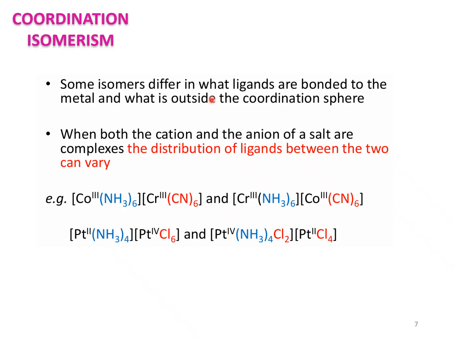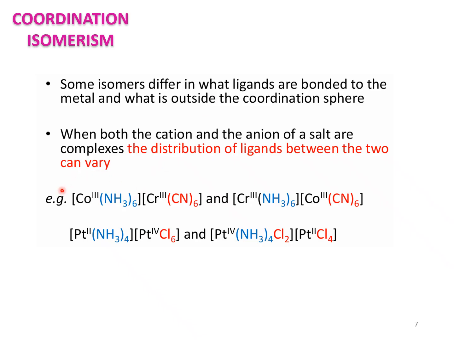Now, when both cation and anion of a salt are complexes, the distribution of ligands between the two can vary. You see, a simple inorganic salt, for example, potassium bromide, we have the cation and the anion, the potassium plus and the bromide, Br minus. Now in coordination chemistry, there's also cation and anion. It's just that the difference here is the cation is no more like a simple potassium or sodium. It's more like a complex cation, and the anion is also a complex anion.